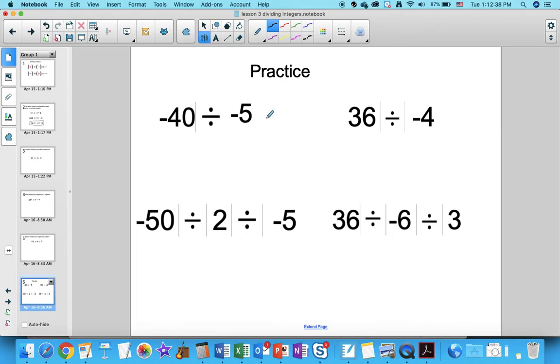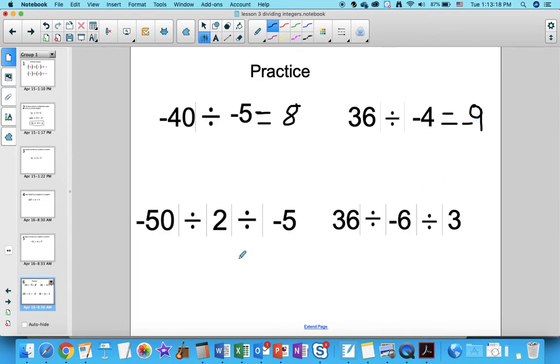All right, hopefully you paused the video. In this question, I have negative 40 divided by negative 5. Well, we know that 40 divided by 5 is 8, right? And how many negatives do we have? We have 1 and 2. So it's just positive 8. Next, negative 36 divided by 4. I know what 36 divided by 4 is, right? That's 9. I have one negative symbol here, so if I only have one negative symbol, then the answer is negative.